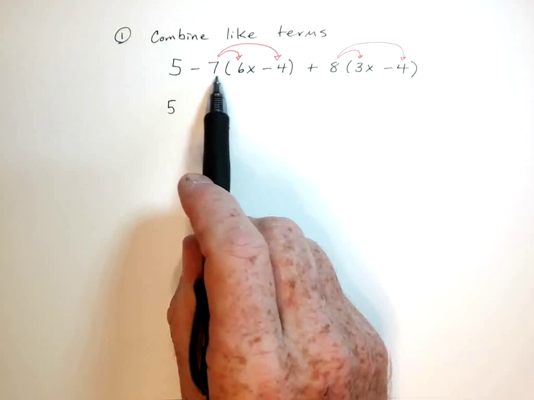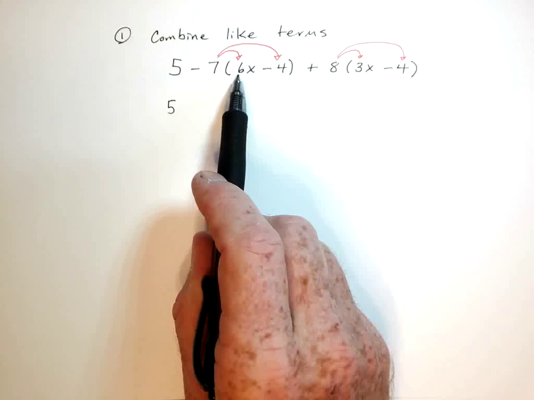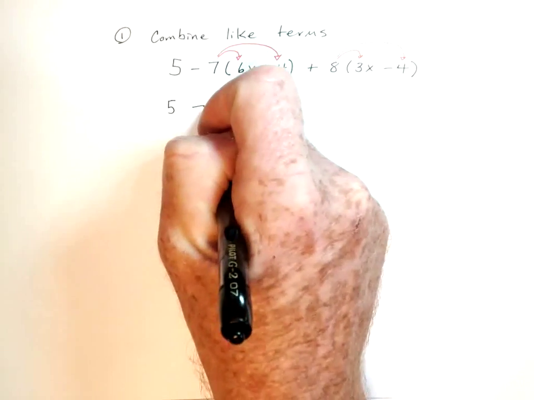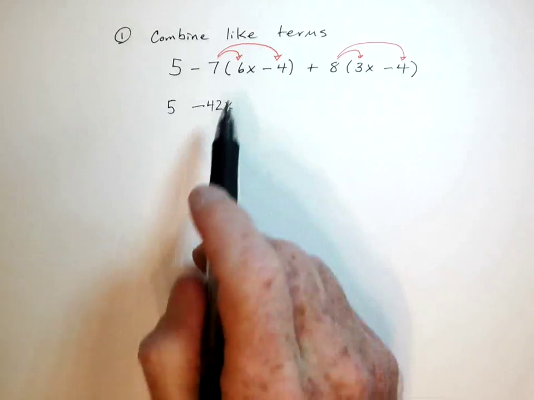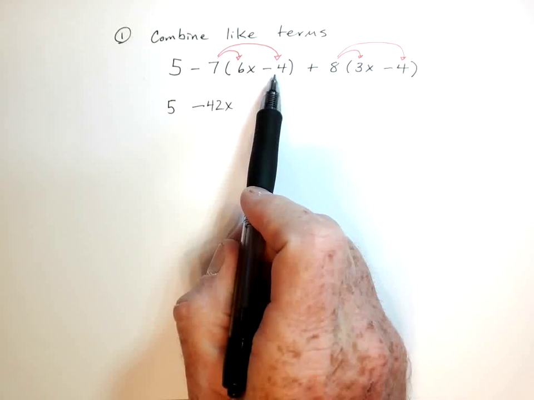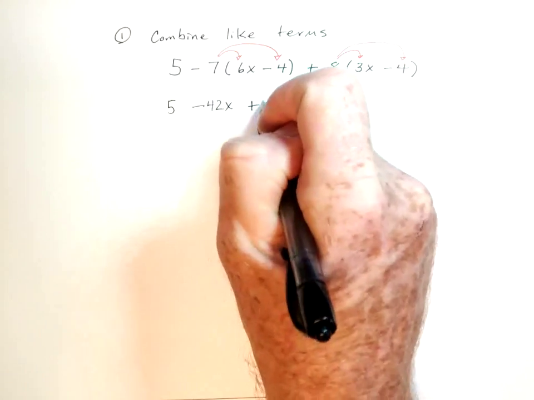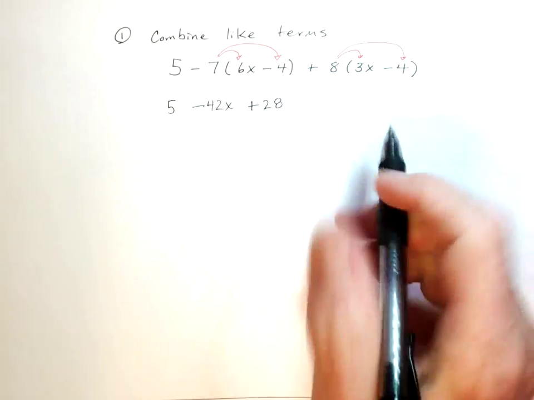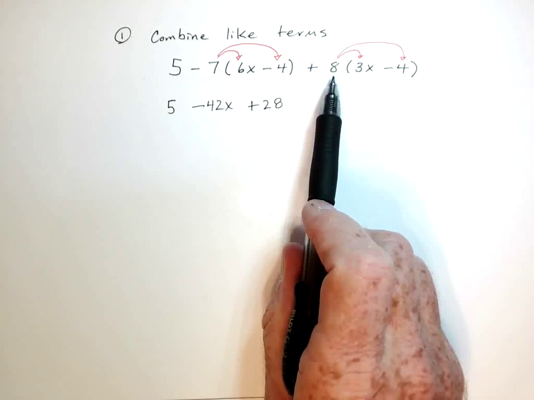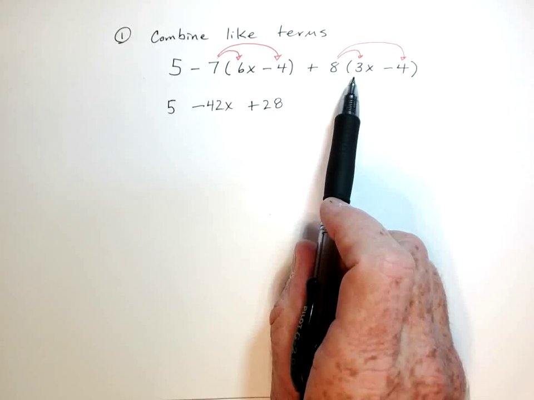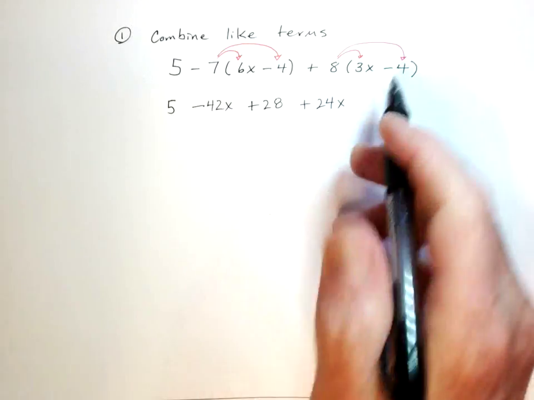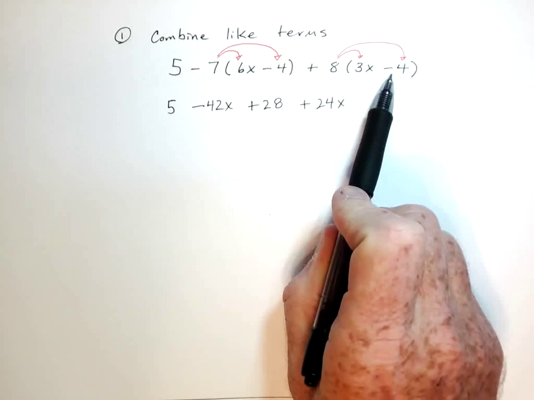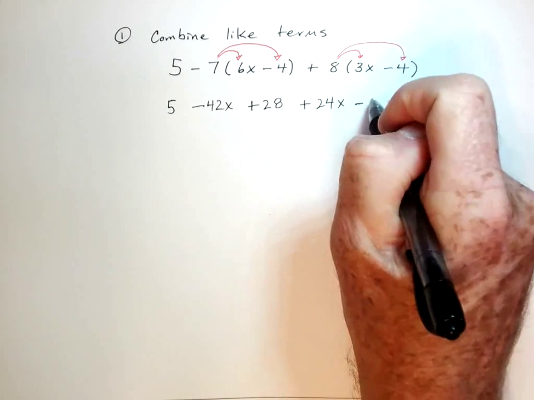In here, -7 times 6 is -42, so there's -42x. And then the -7 times -4 is +28. Next up, over here we've got an 8 times 3 will be +24x. And then the 8 times -4 is -32.